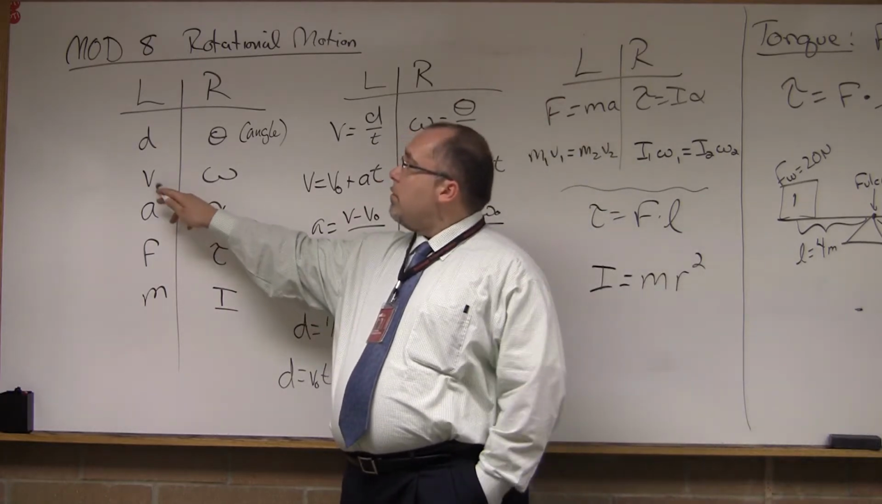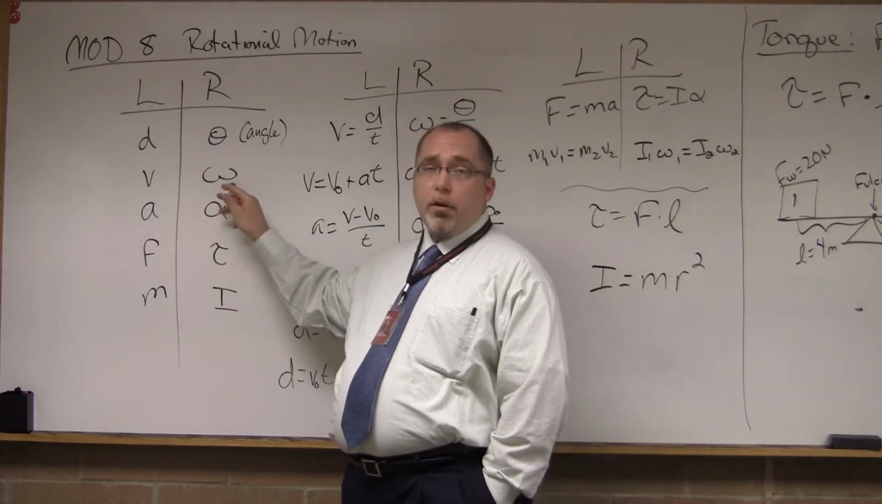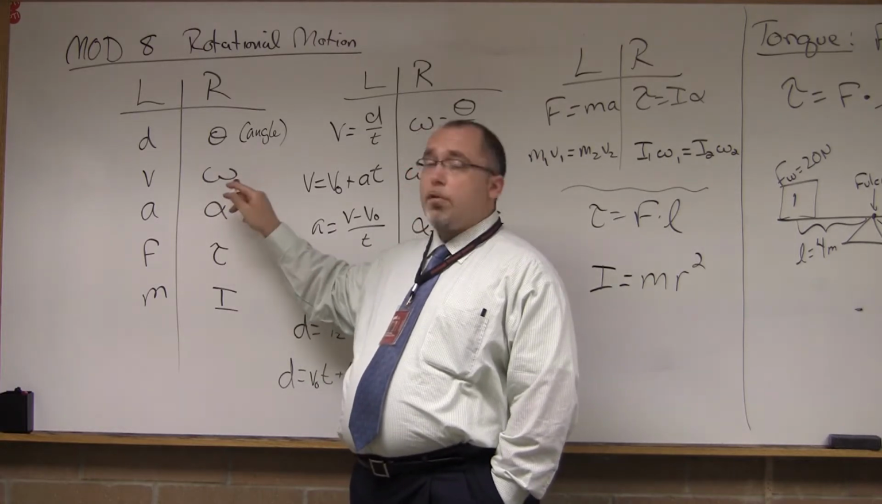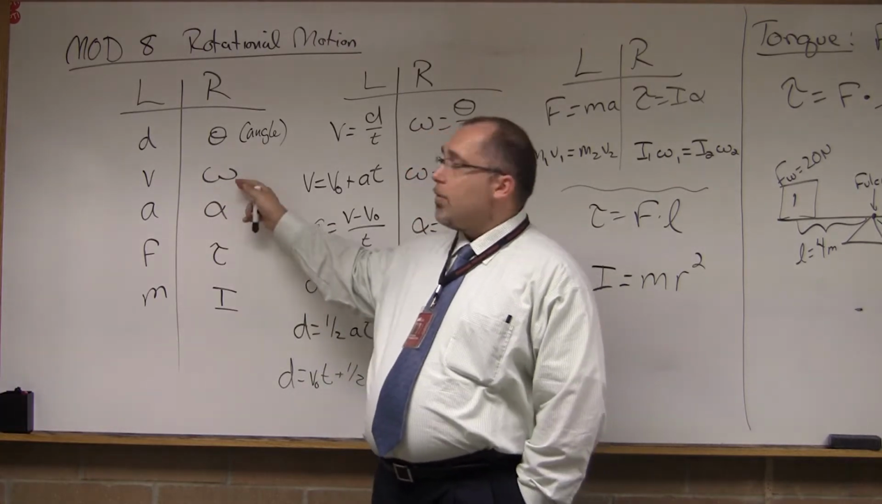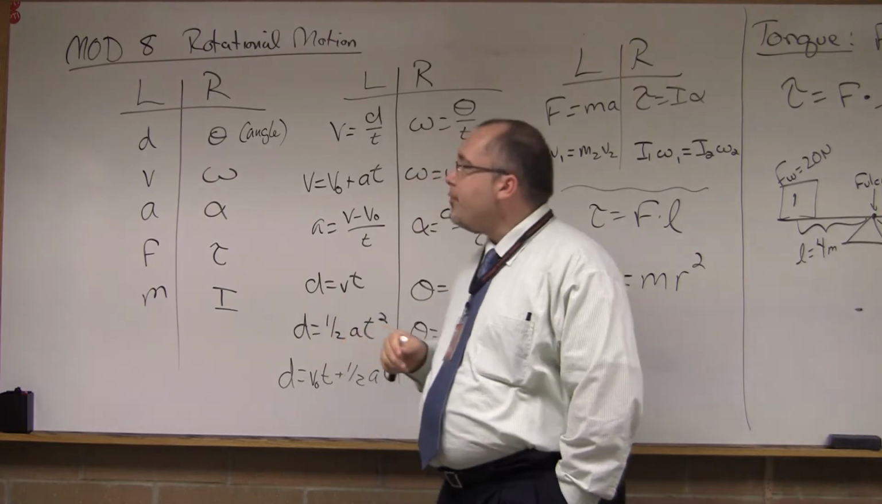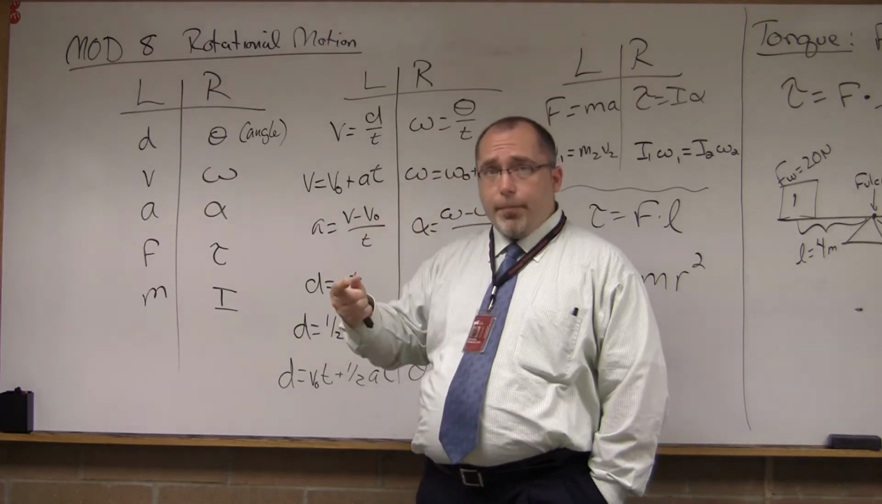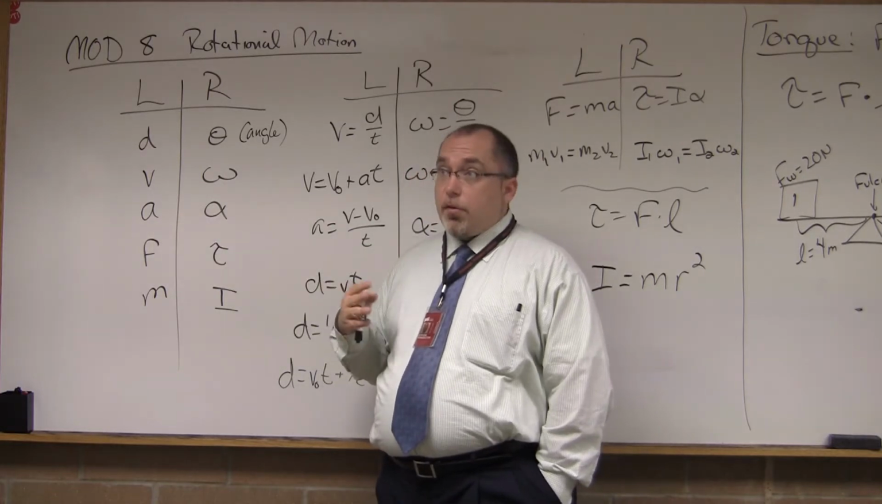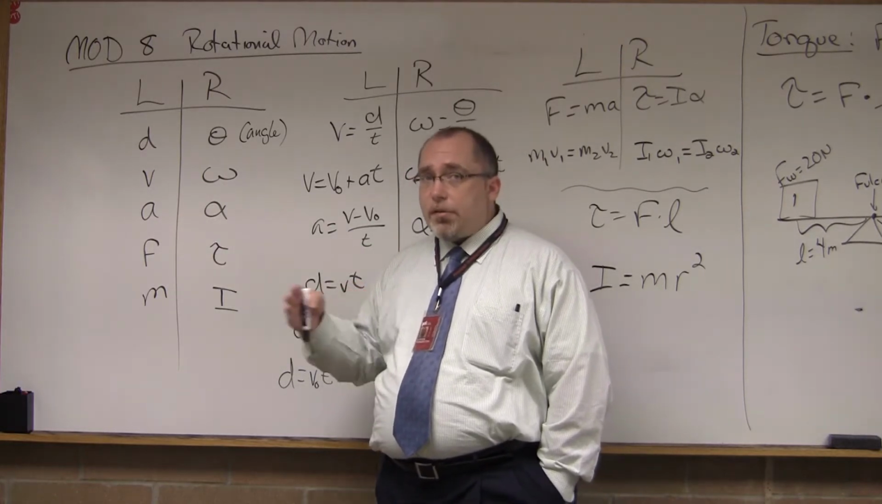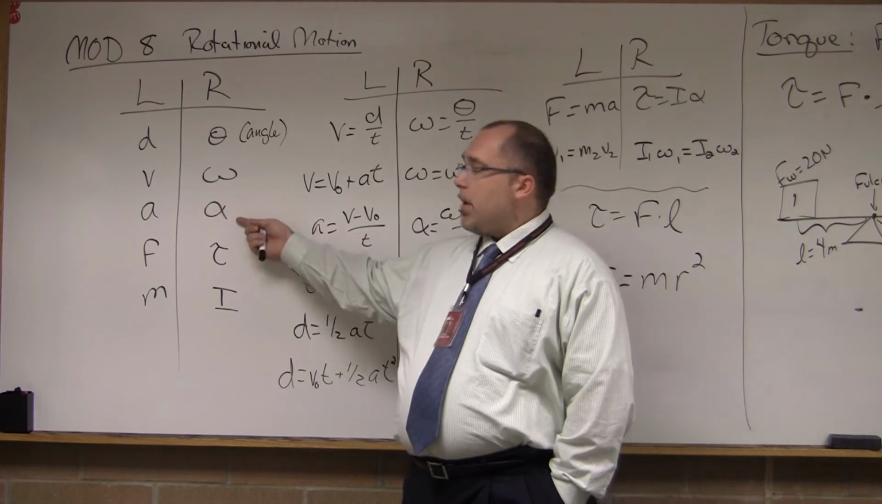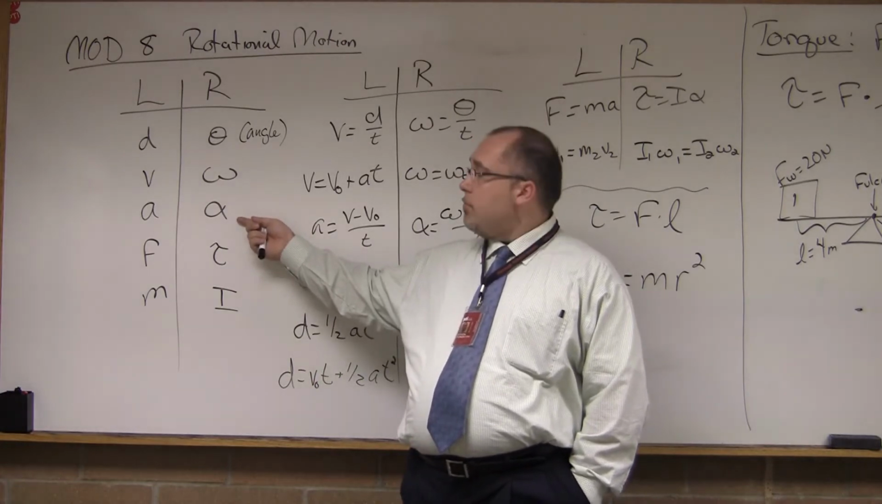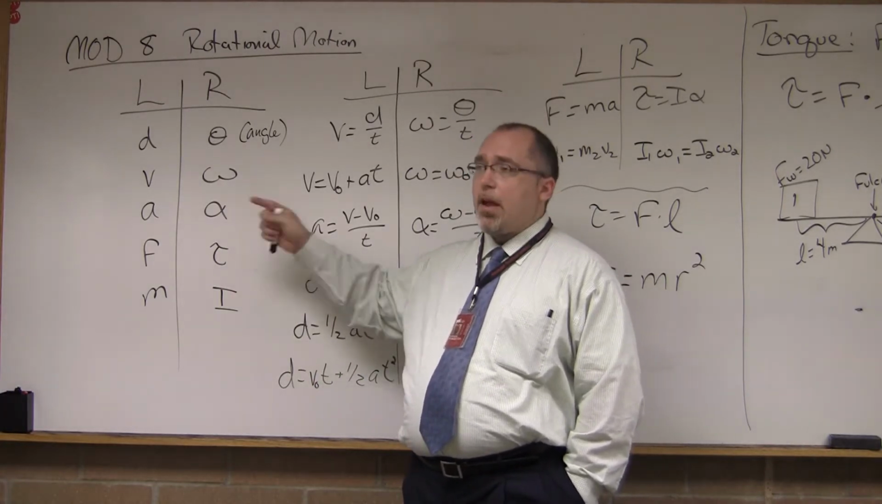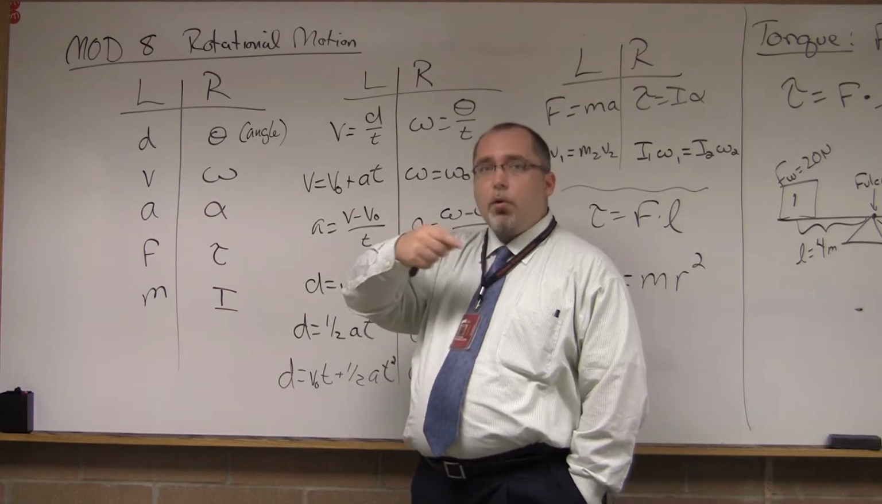The linear quantity was velocity. Its rotational equivalent is rotational velocity, which we use a lowercase omega to represent. Looks like a W, but it's lowercase omega. And that's how fast something is spinning. We have your basic linear acceleration, which is how fast or slowly that velocity increases or decreases over time. Same thing for rotational acceleration. We use lowercase alpha, and that represents how fast the spin increases or decreases in speed.